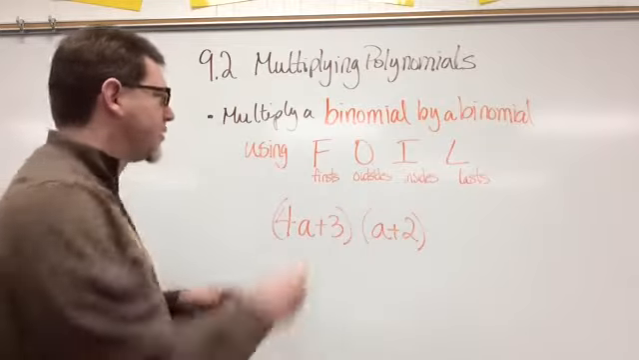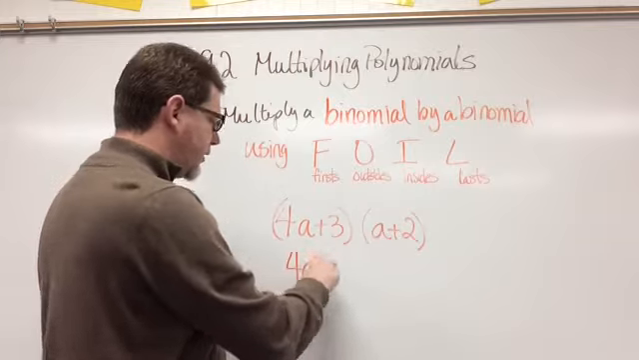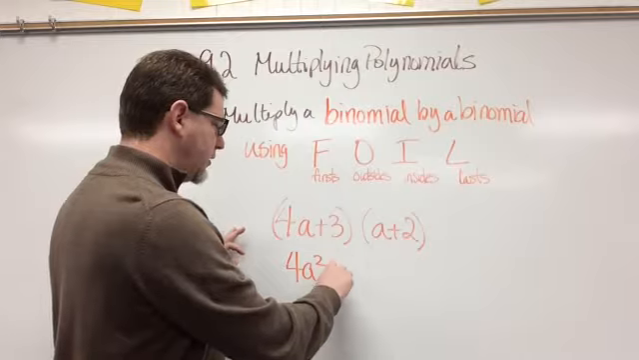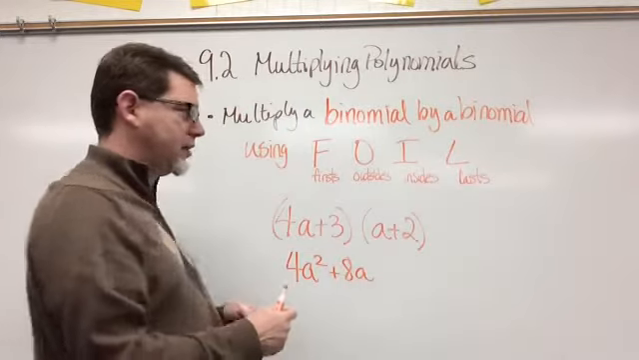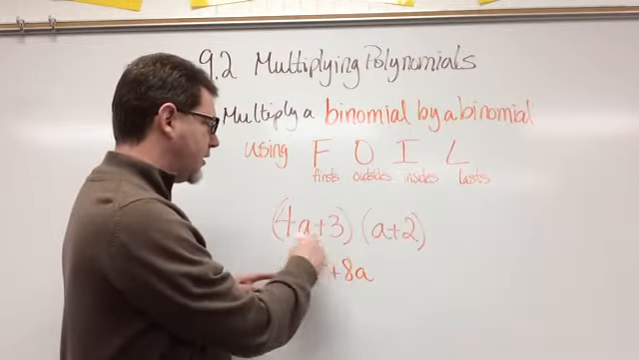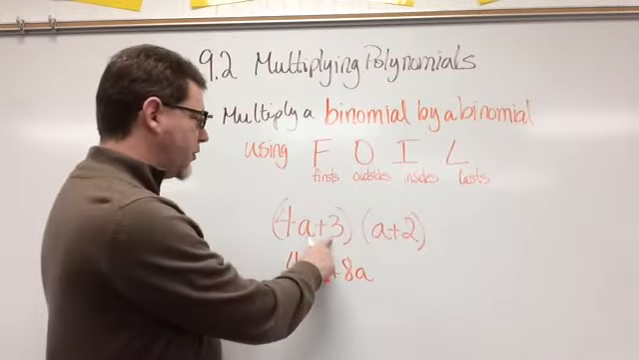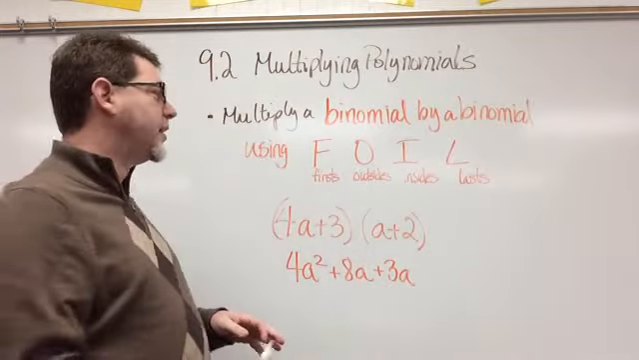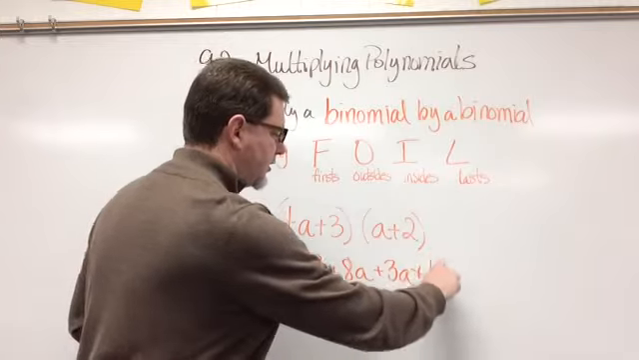So let's learn it. So first, 4a times a is 4a squared. Outsides, 4a times 2 is plus 8a. You know, I said lasts and I was supposed to be outsides, so this was outsides, 4a times 2, my bad. Insides, 3 times a is plus 3a. And now lasts, 3 times 2 is 6.